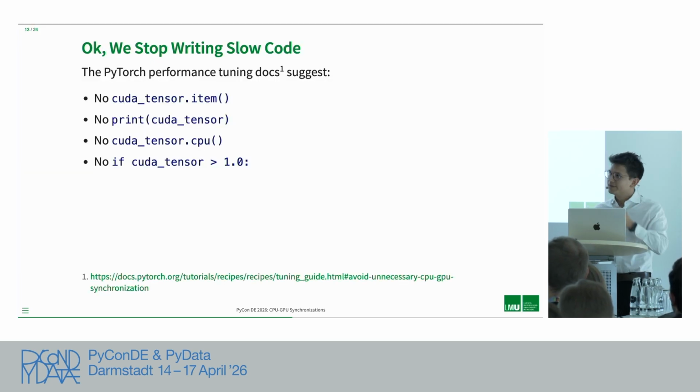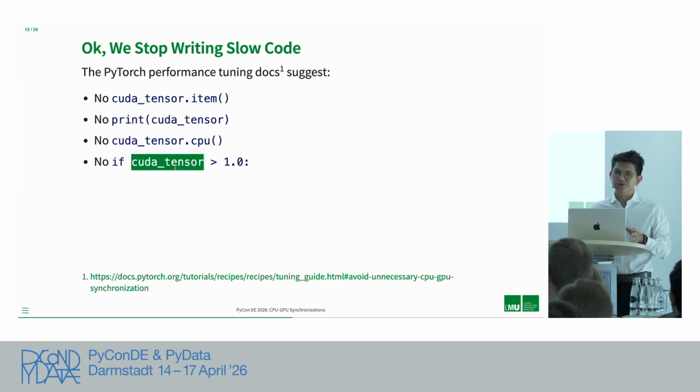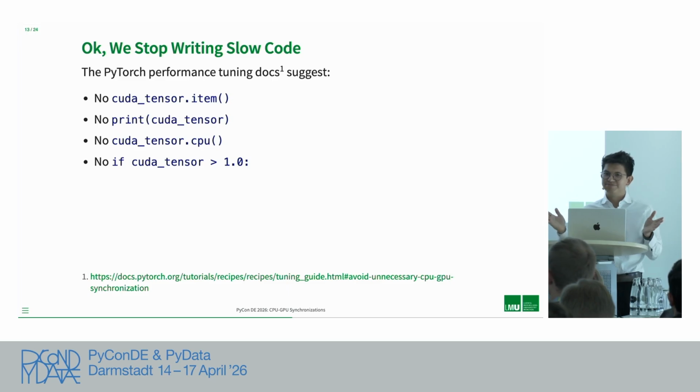OK, so we say we understood this. We want to write fast code, so we're going to avoid some of the idioms that trigger synchronizations. There is a PyTorch performance tuning doc, which has a section about this specifically, and it mentions these bullet points over here. Avoid .item calls, avoid printing CUDA tensors, avoid the .cpu call, and don't put it in conditionals. Once you've seen them, it's easy to memorize them and be like, OK, those are easy to avoid. I can do that.